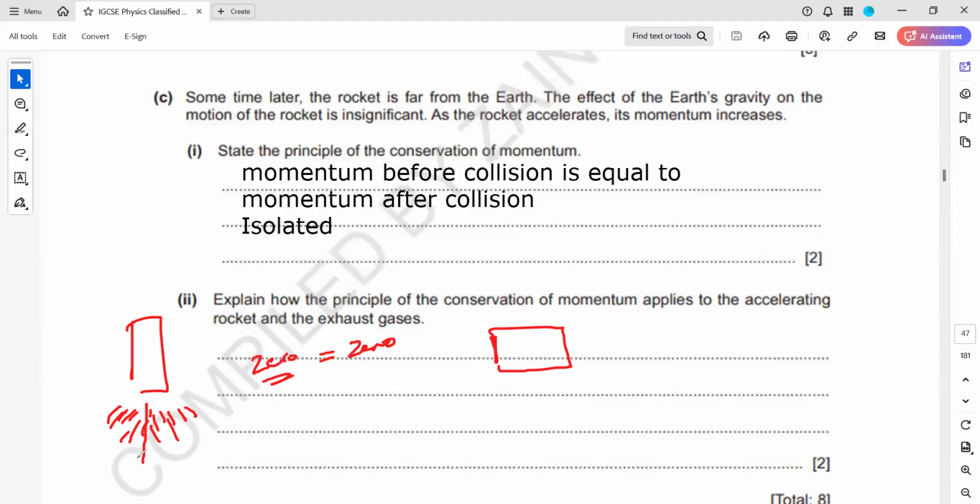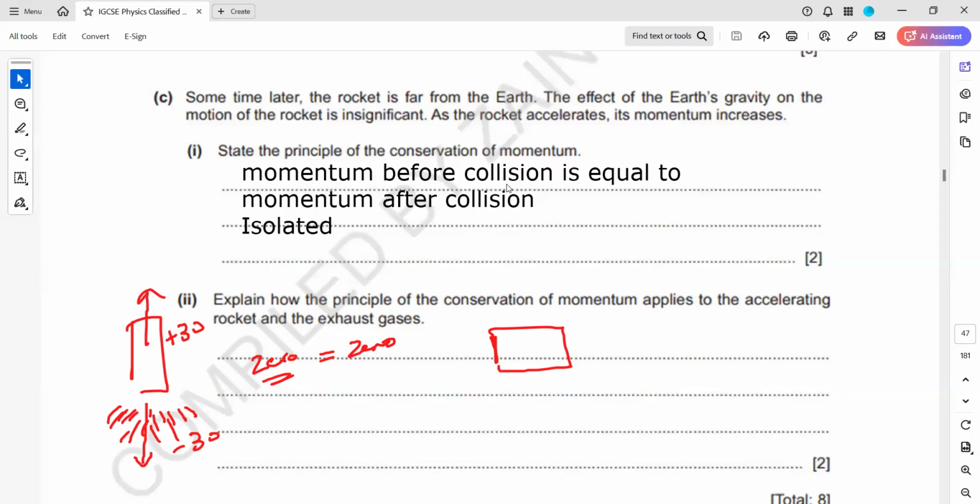How is the final 0? When the exhaust gases move downward, in the opposite direction, the rocket will move upward and they will have the same momentum. So the initial momentum is 0, so the final should also be 0. The exhaust gases move in one direction, and the rocket moves in the opposite direction to conserve momentum. If the momentum of the exhaust gas is, for example, 30, the momentum of the rocket should also be 30. But because it's a vector quantity, one will be positive and the other negative.